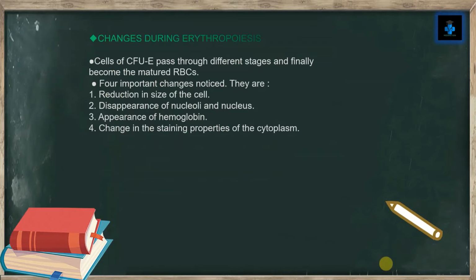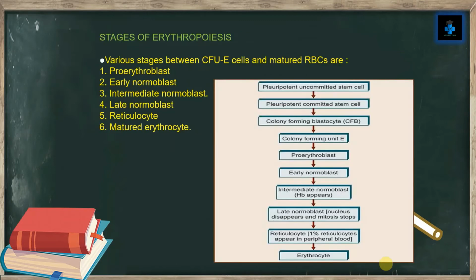So let's move on to checking what are the changes during erythropoiesis. Cells of CFU erythrocytes pass through different stages and finally become the matured RBC. Four important changes are noticed. They are: number 1, reduction in size of the cell; number 2, disappearance of nucleoli and nucleus; number 3, appearance of hemoglobin; number 4, change in the staining properties of the cytoplasm.